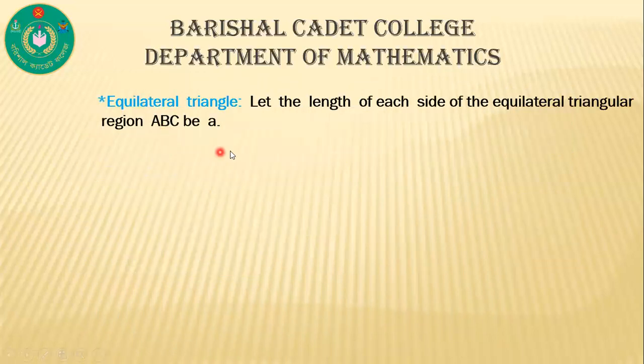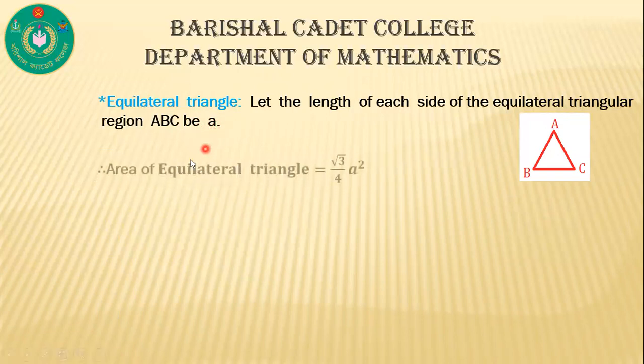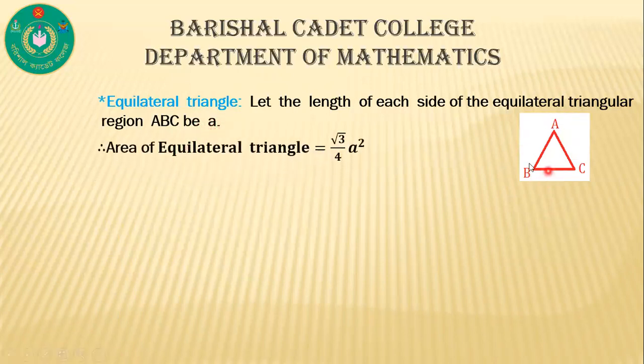Now equilateral triangle. You know, if the three sides of a triangle are equal, then this triangle is known as an equilateral triangle. Let the length of each side of the equilateral triangle be A. So area of the equilateral triangle is equal to root 3 by 4 A square. Here A is the length of each side.